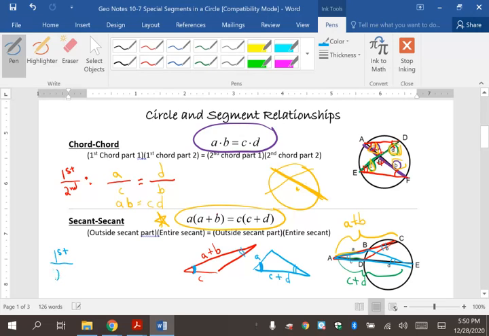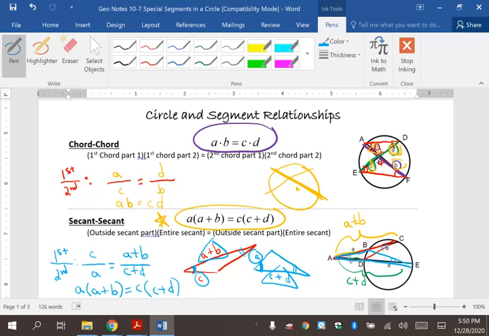So first over second is another proportion here. So C relates to A as A plus B relates to C plus D. So cross multiply, we have A times A plus B, or outside times total, equals C, or outside, times total, C plus D. So that's the quick derivation of why that formula works, but just remember, outside times total equals outside times total.